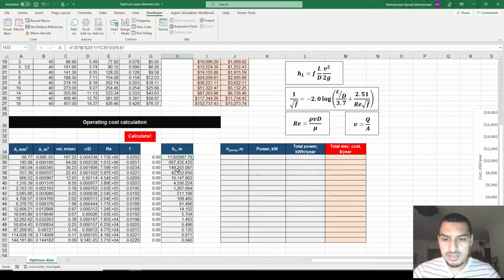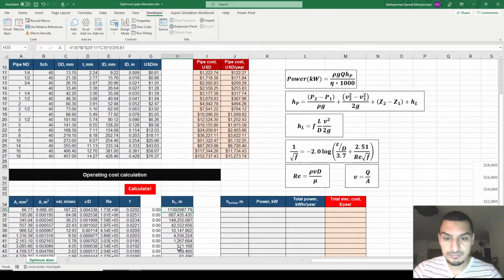What I have here is that the numbers are very large. I think this is 11 million, or 1 million meters, which is a very, very large number. This is expected because the diameter is very small and the area is very small, so the losses are large due to that. On the other side, the losses here are almost nothing because of the very large area.